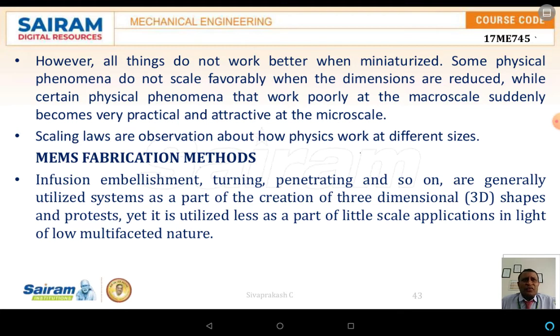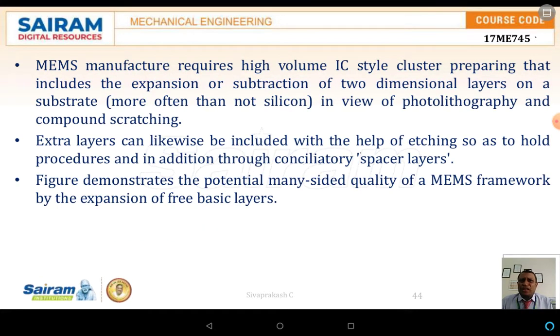With respect to the fabrication method, as the MEMS size starts decreasing, the complexity in some cases is also increasing. But another major concern is the utilization of less material and small scale applications with low complexity. These are some of the general utilization systems, especially in the case of 3D materials.